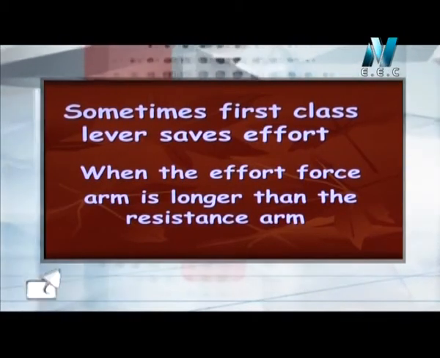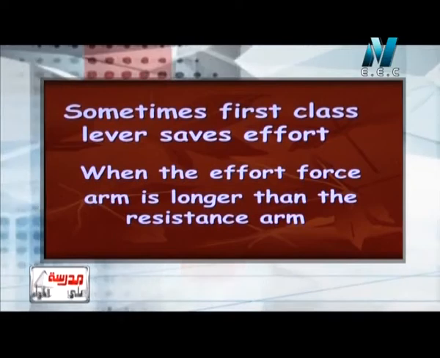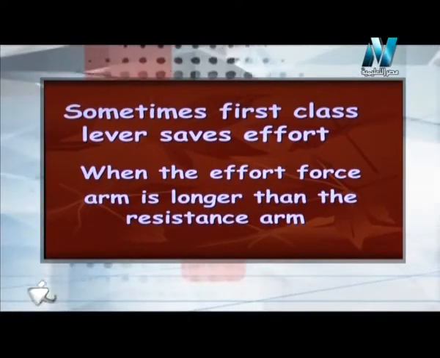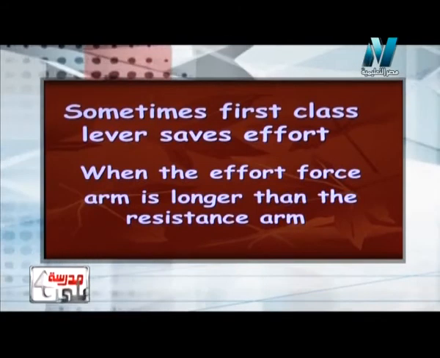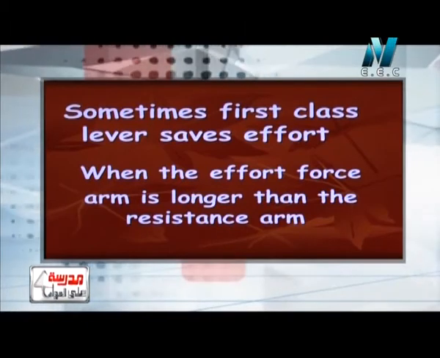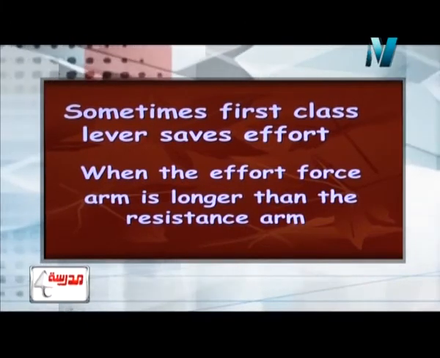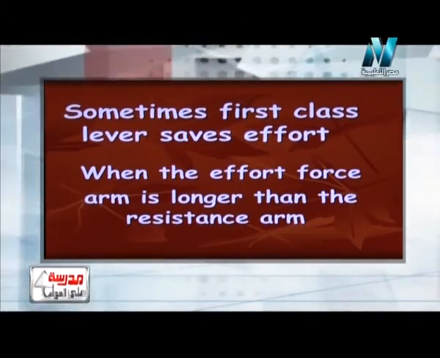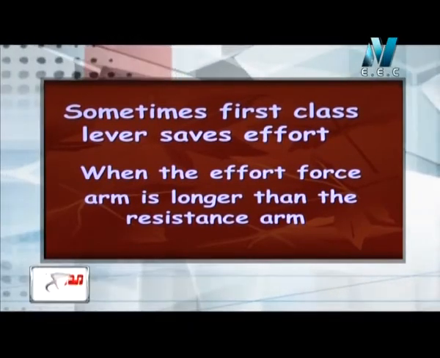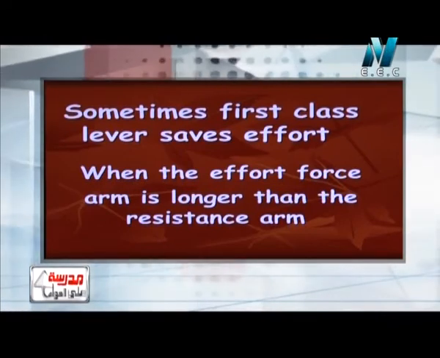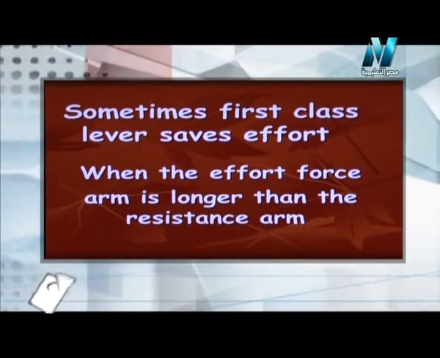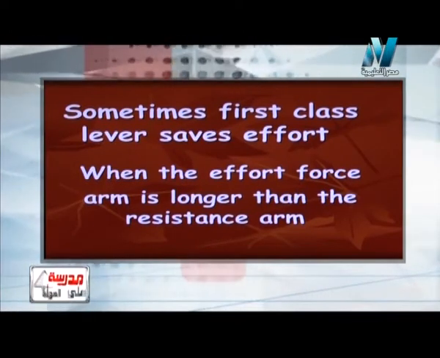So if it has an effort force arm longer than the resistance arm, it will save effort, it will have mechanical benefit, and it will be a very good type. But if the effort force arm is shorter than the resistance arm, it will not save effort. Why? Because we have one condition for the lever to save effort. What is this condition? The effort force arm is longer than the resistance arm.